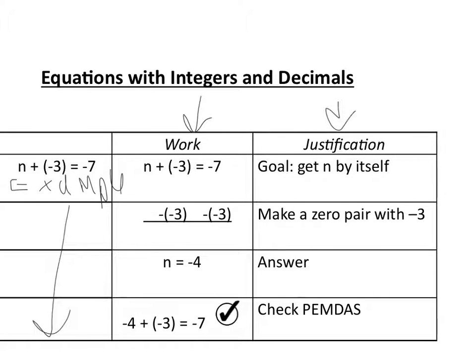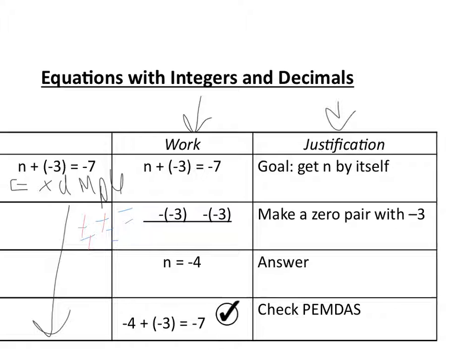So this is where our zero pair comes in. And I wrote, make a zero pair with -3. I didn't just write that I was making a zero pair, I told what I was making a zero pair with. Okay? So next comes in -7 minus -3. If I have seven negatives, 2, 3, 4, 5, 6, 7, and I take away 3 of them, 1, 2, 3, I'm left with 4 negatives, so our answer is -4.